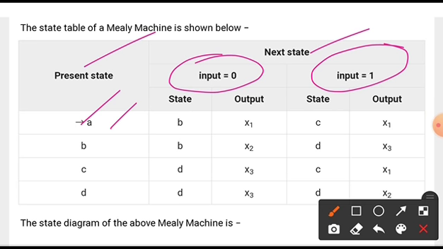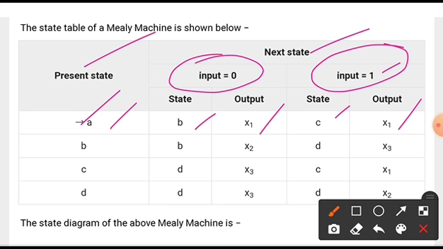Here you can see A on getting input 0 goes to B, and it produces an output x1. We know that in the Mealy machine it also produces an output, and the Moore machine also produces an output. So in this, on getting inputs, the state will change as well as they will produce an output also. A on getting input 1 goes to C and produces an output x1.